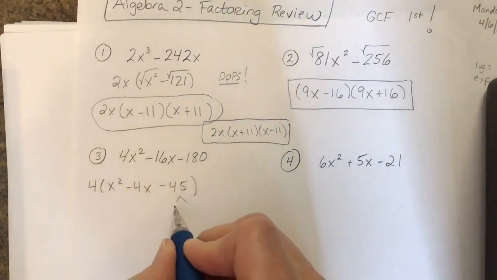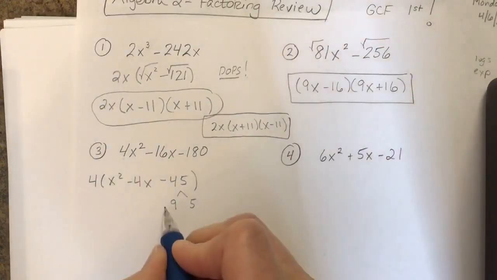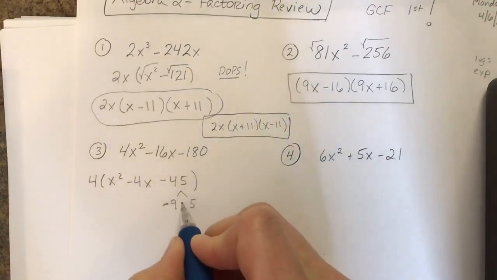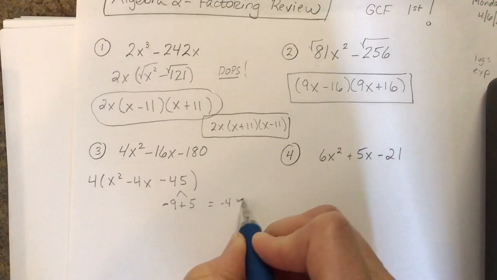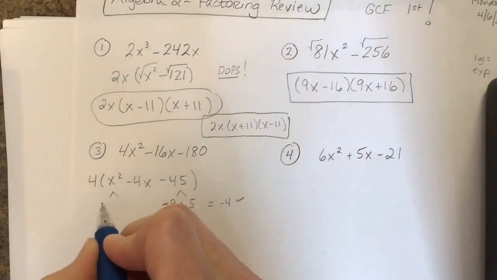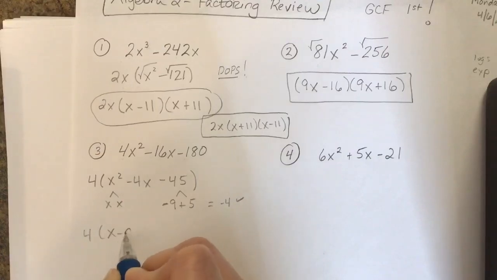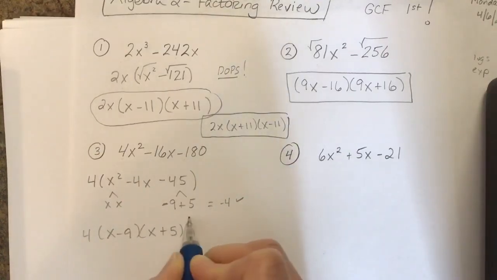45 is 9 times 5. That's one way to factor it. And which one's negative? The bigger one, because I want negative 9 to add up with 5 to negative 4. And x squared is x and x. So we get x minus 9 and x plus 5. Final answer.